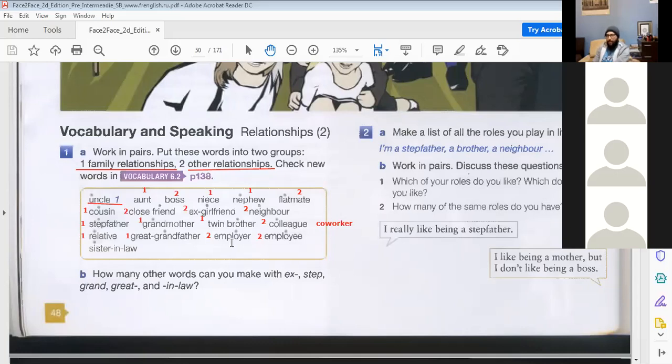Now, sometimes the employer is a person, but sometimes the employer is not a person. Sometimes it's a company. Do you get the idea? So employer, you can use it also for the company that you work for. So it doesn't have to be a person. Okay, sister-in-law. Family.